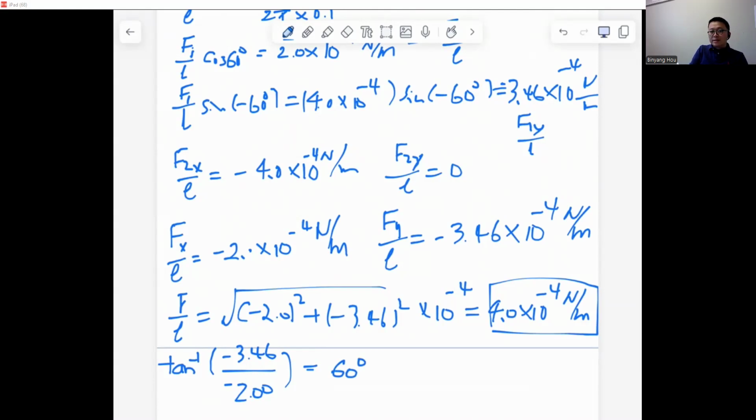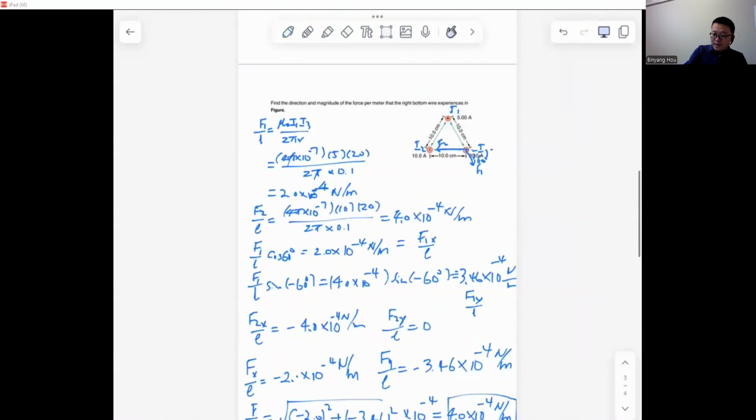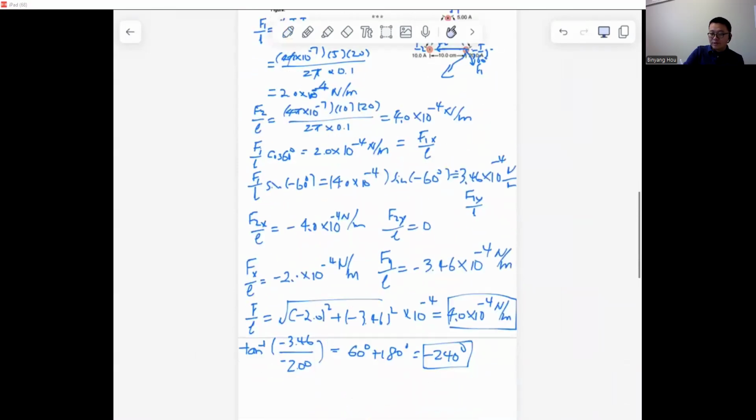So in this case, your x component is negative, right? Remember your x component is negative, so we need to add 180. So then it's negative 240 degrees for the directional angle. These two should add up to be somewhere in this direction. So that's the total force. It should be in the third quadrant, because x and y are both negative, so the angle should be in the third quadrant, at that angle there.